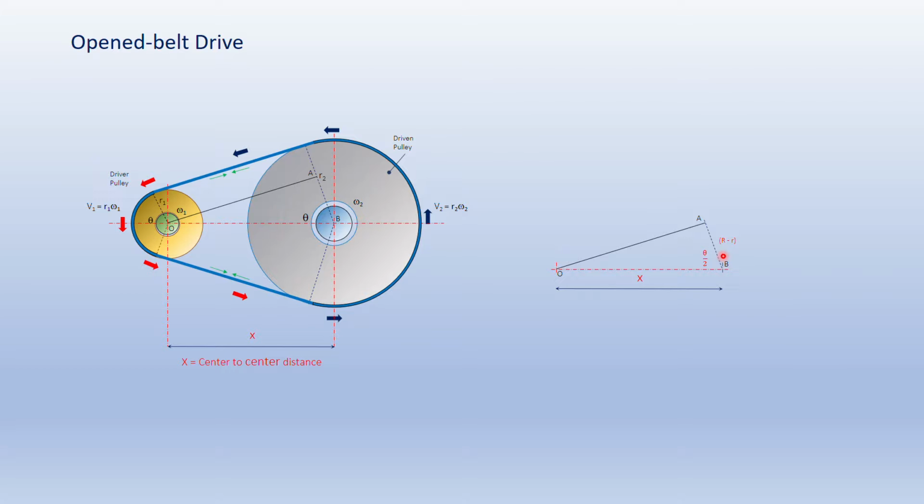Now, from the diagram, we know that this is R minus r. This R here is the radius of the larger pulley, and this r here is the radius of the smaller pulley. So what is this length? This difference here would be the radius of the larger pulley minus the radius of the smaller pulley. And this is half the angle of lap. And this is the distance between the center of the driver and the center of the driven pulley.